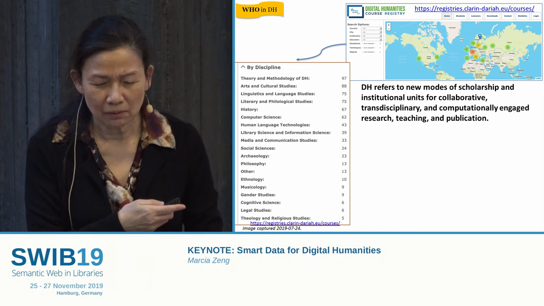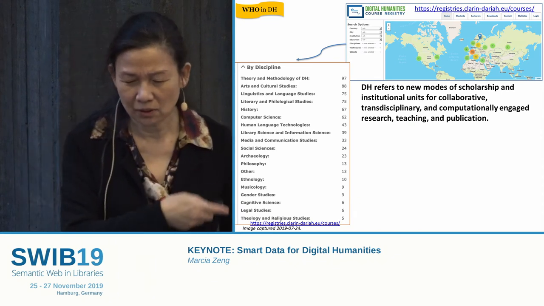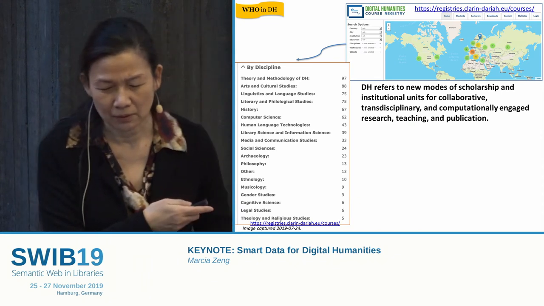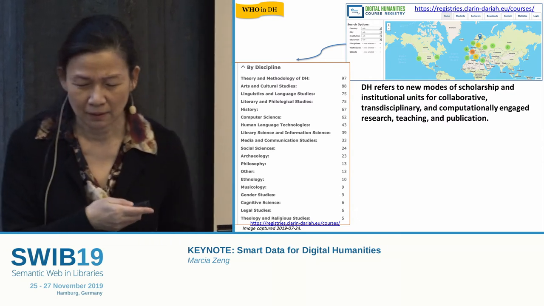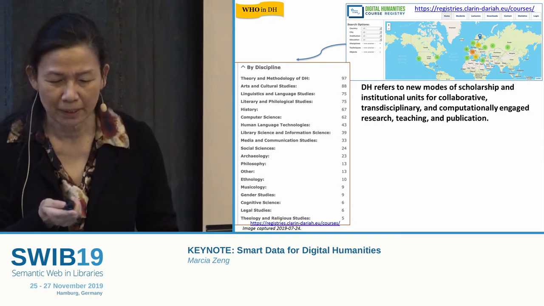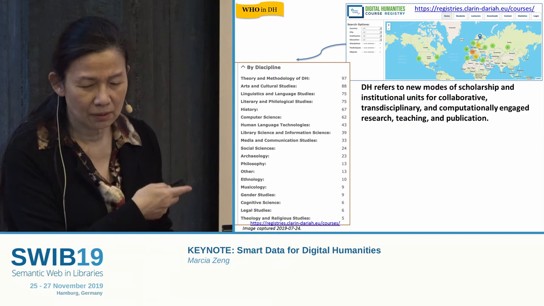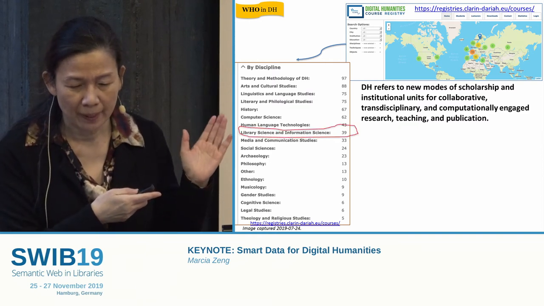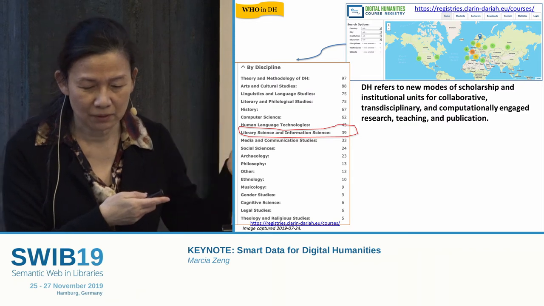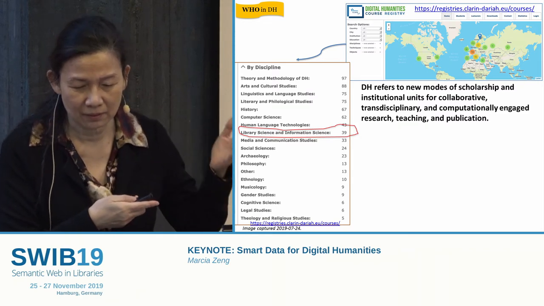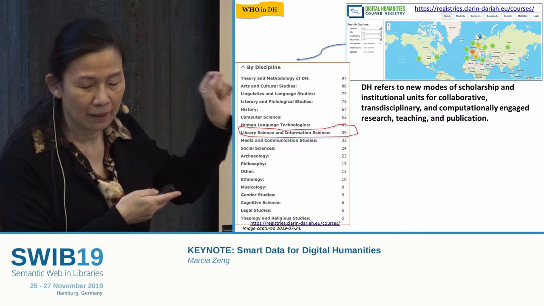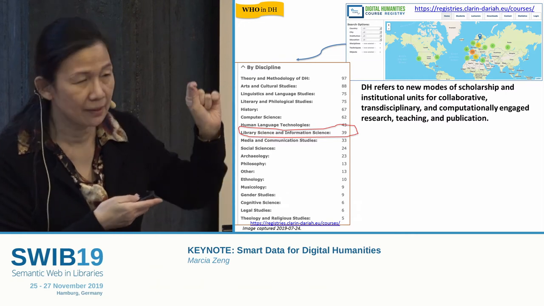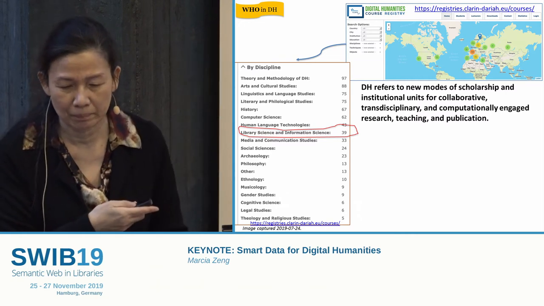The register that initiated in Europe lists digital humanities education by discipline. You can see the disciplines are very diverse. Technology, of course, is first, and art and culture is second. But library science and information science is also a big part.